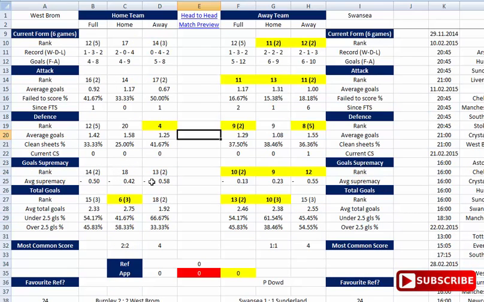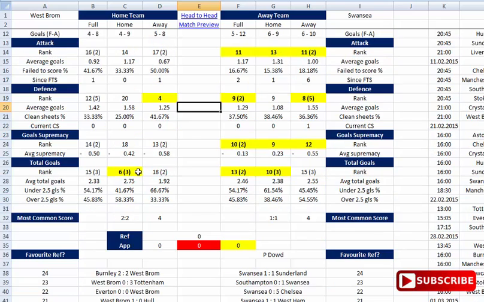Not so good. And then the goal supremacy. This is the ranking of how much they've won or lost games by. So as you can see, they've lost a game on average by 0.5 goals per game, and that changes as they go home and away. And you can see that their goal supremacy when at home is pretty poor. Actually 18th, it's not too good.